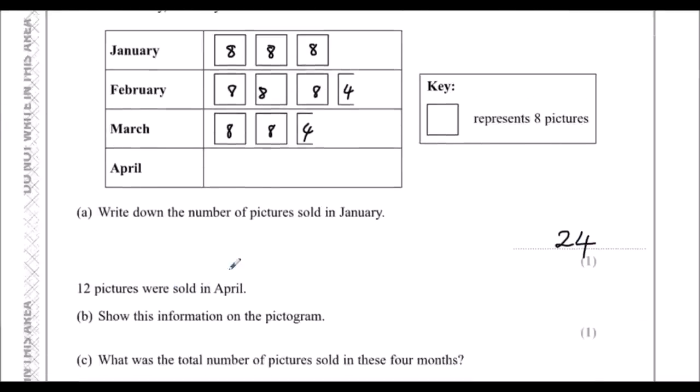12 pictures were sold in April. Show this information on the pictogram. So we need to draw on 12 pictures. So that's going to be an 8 and a 4. 8 and 4 make 12. So one whole box and half a box.